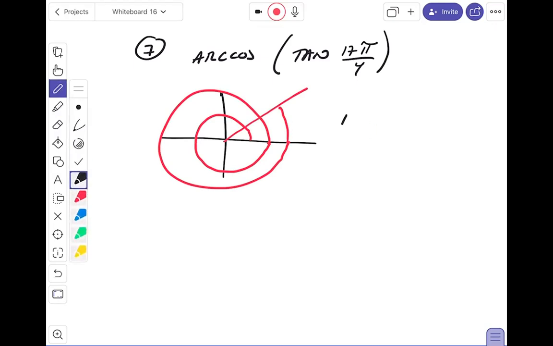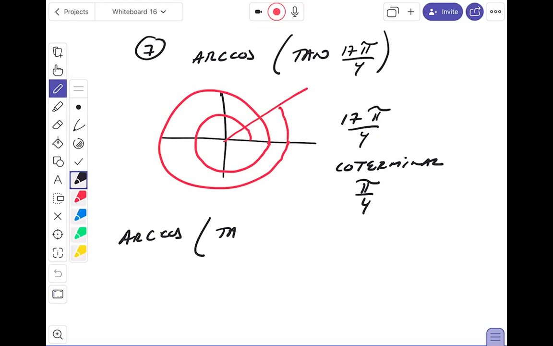I'm going to say 17 pi over 4 is coterminal with pi over 4. All right, so I'm going to write this down now. Arc cosine of tan pi over 4. All right, now what's a tangent of pi over 4? It's going to be 1. So let's write that down. Arc cosine of 1.